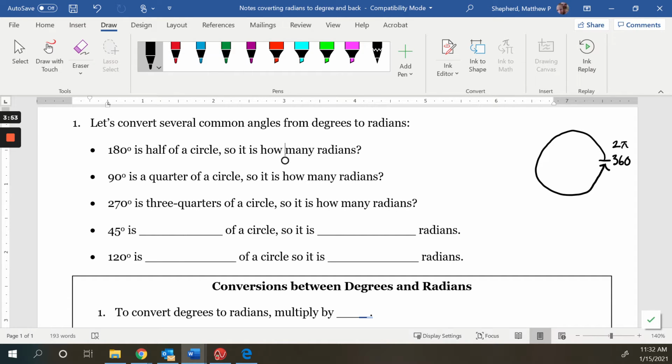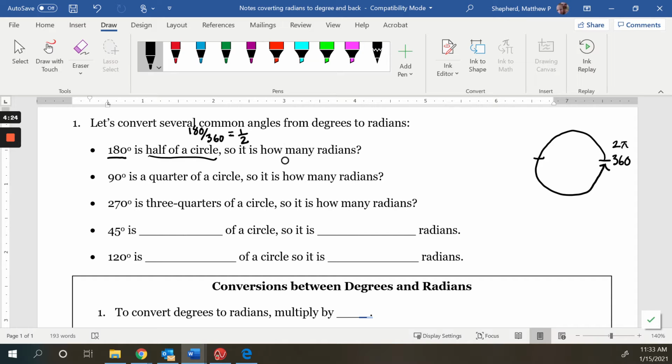Okay, so this first question says 180 degrees is half of a circle. Now, for some of you that's obvious. If that wasn't obvious, one way we could figure it out is by taking 180 and dividing it by the full circle, or in other words, 360. 180 divided by 360 simplifies to 1/2. 180 is half of the circle.